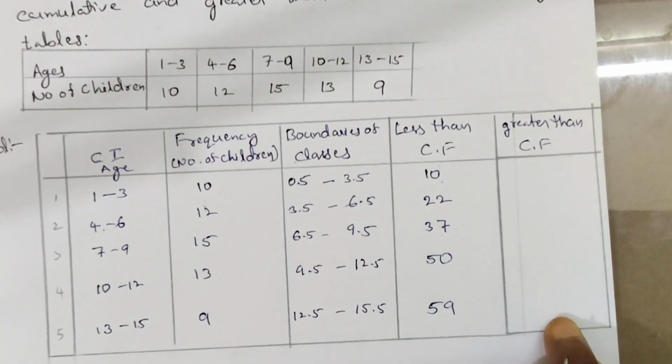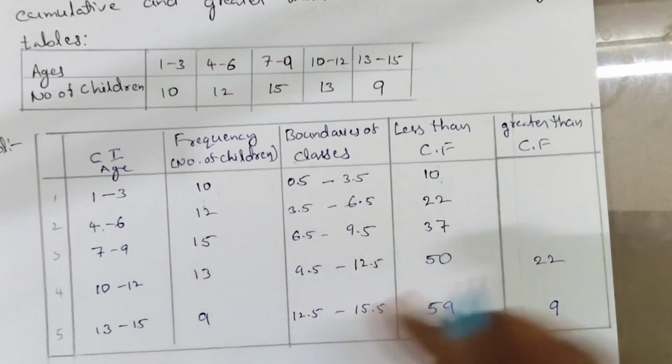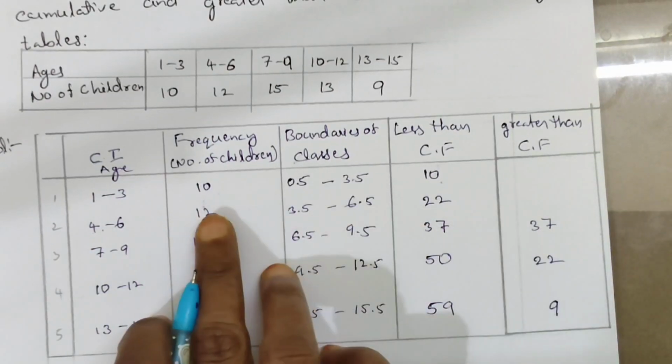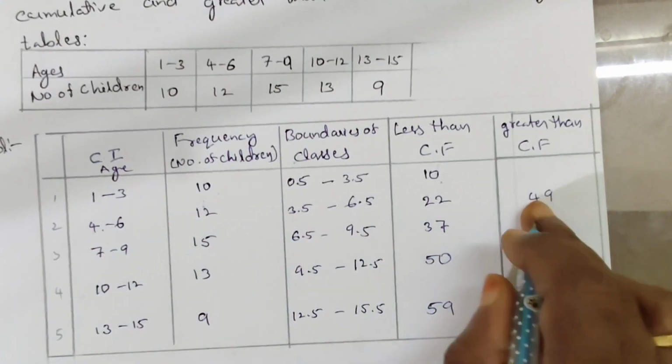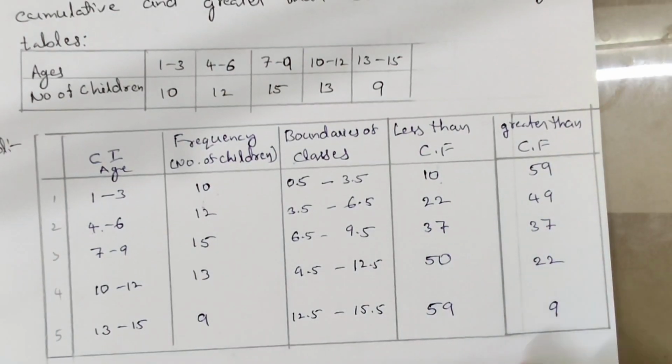Now we write the greater than cumulative frequency. We start from the bottom. First we write 9. 9 plus 13 is 22. 22 plus 15 is 37. 37 plus 12 is 49. 49 plus 10 is 59. This is the greater than cumulative frequency. So now the sixth answer is completed.